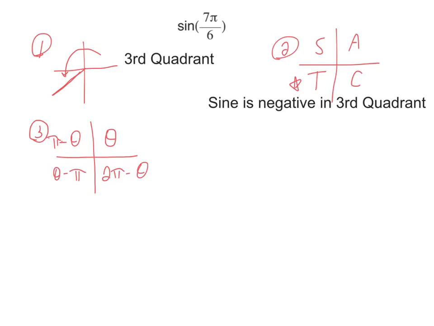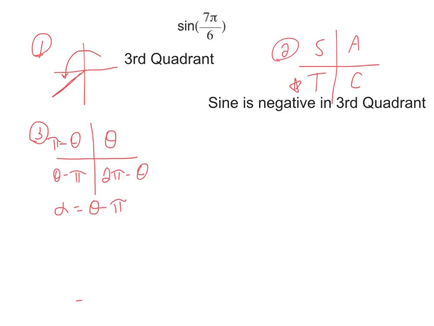Again, we're in the third quadrant for 7 pi over 6. So in order to figure out the reference angle, which we usually denote by alpha, we need to do theta minus pi because we're in the third quadrant. That means alpha, our reference angle, is equal to 7 pi over 6 minus pi. Pi is the same thing as 6 pi over 6, so that way we can subtract. So we really end up with pi over 6.